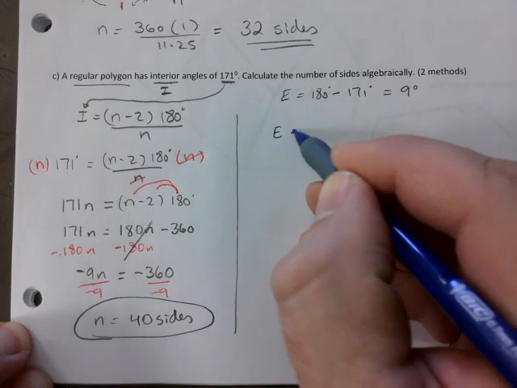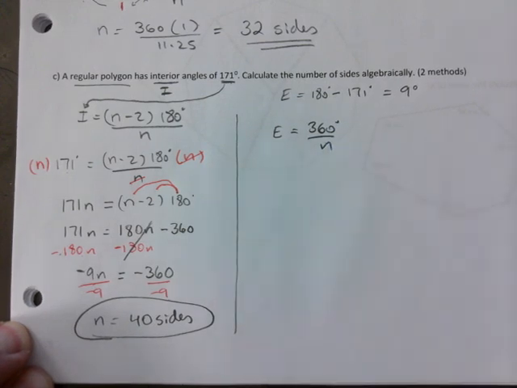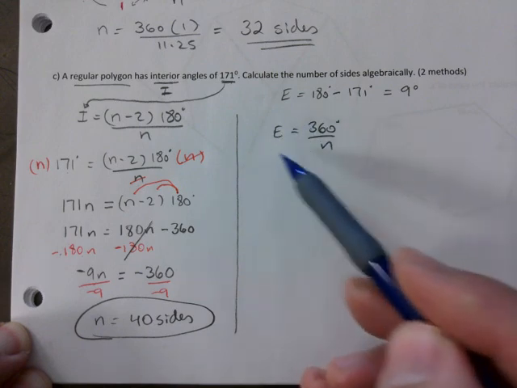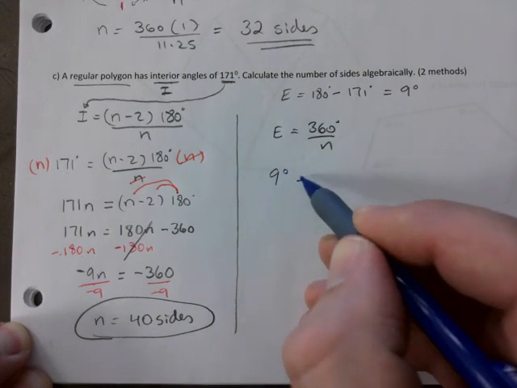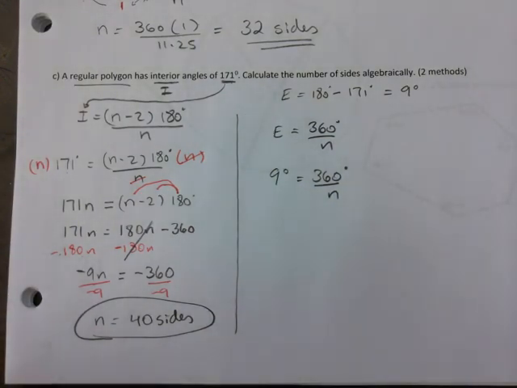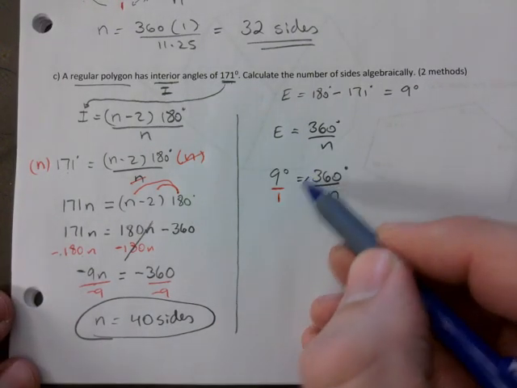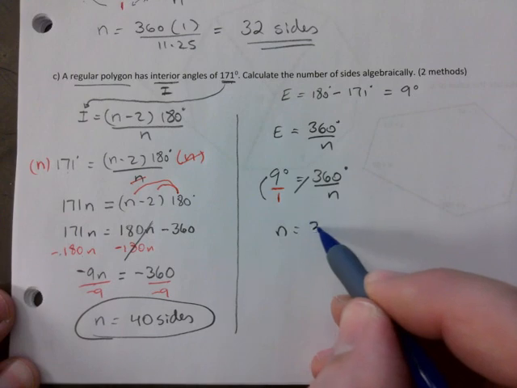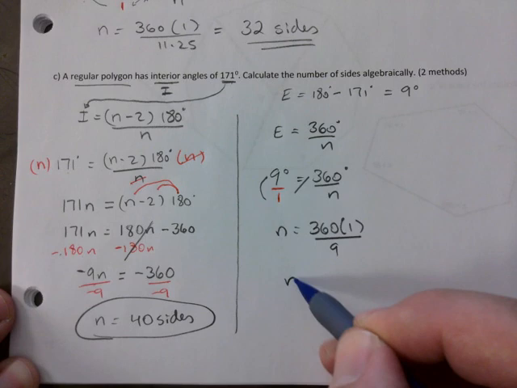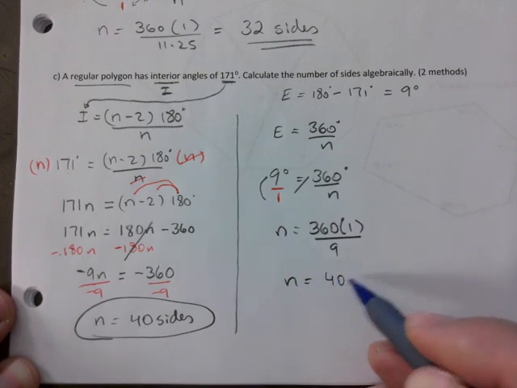So then you can use this formula, which is so much easier, right? I've just gone off and said, hey, I know this is true as well. I'm going to use this formula. So it's 9 is equal to 360 over n. You're going to multiply and divide. So n is equal to 360 times 1 divided by 9. And that is 40 sides as well.